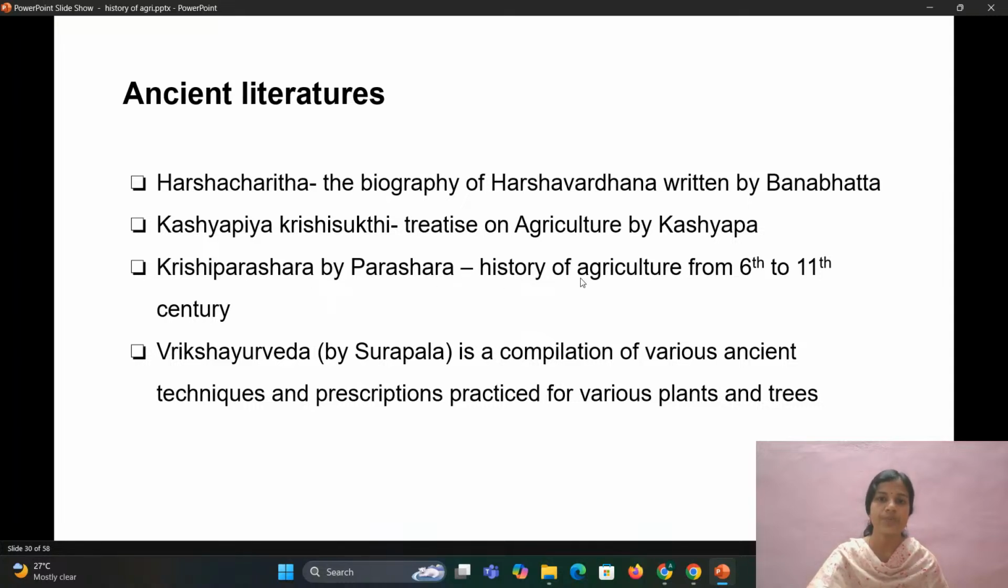So there is a history of agriculture. This Krishi Parashara covers the history of agriculture from 6th to 11th century AD. Then Vrikshayurveda is written by Surapala. It is a compilation of various ancient techniques and prescriptions practiced for various plants and trees. So just like Ayurveda for us to cure various ailments of human beings by using herbs, similarly, in Vrikshayurveda, there are various techniques and prescriptions intended for plants as well as for trees.